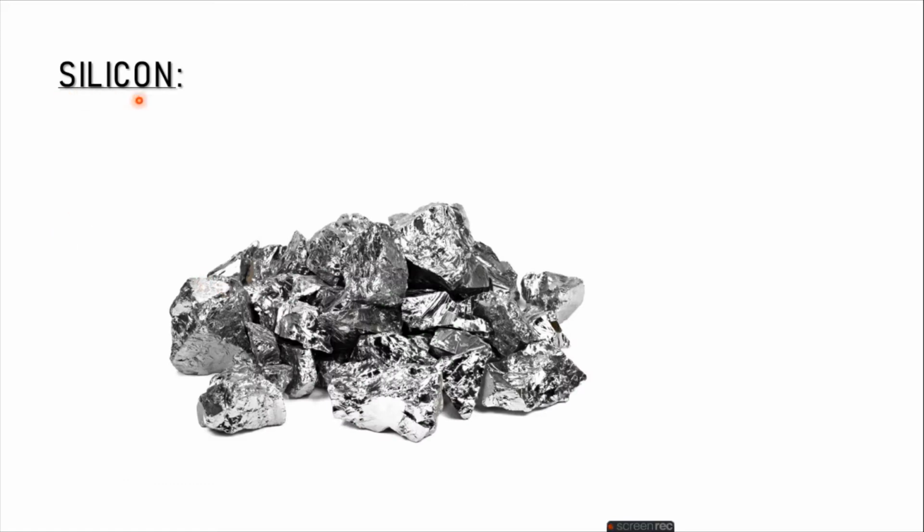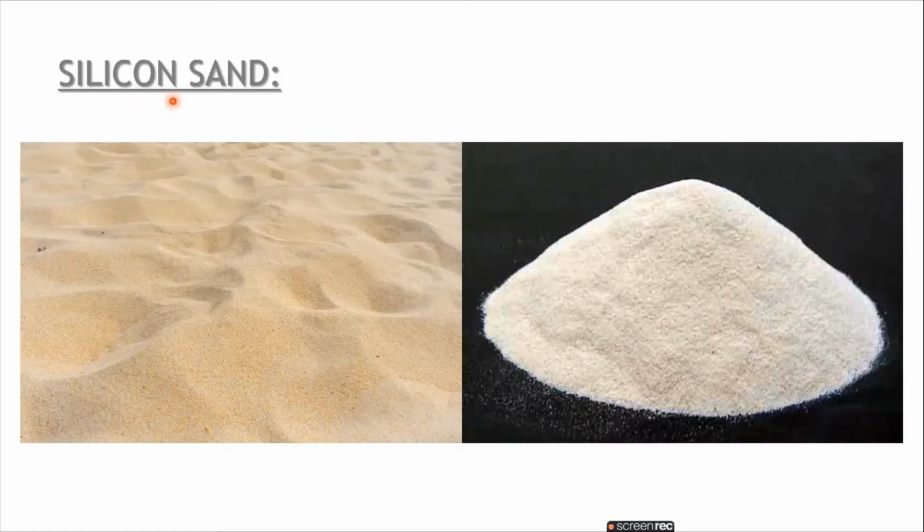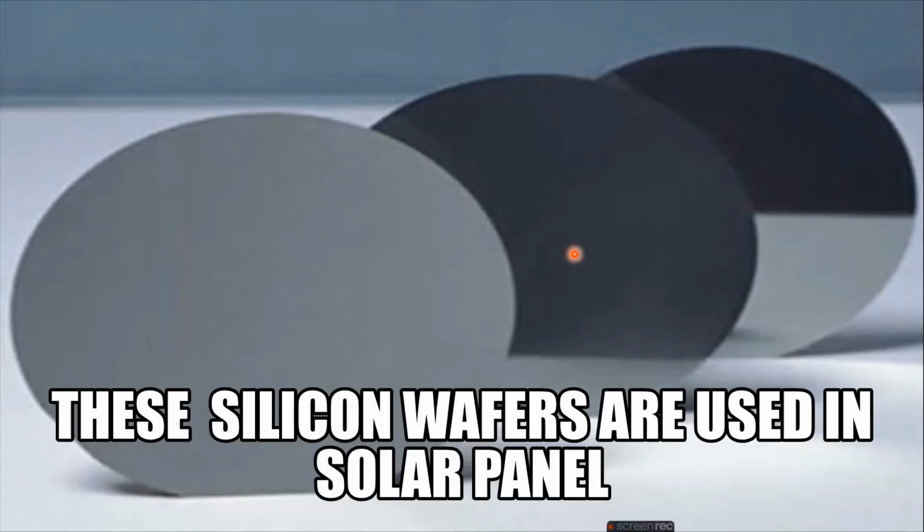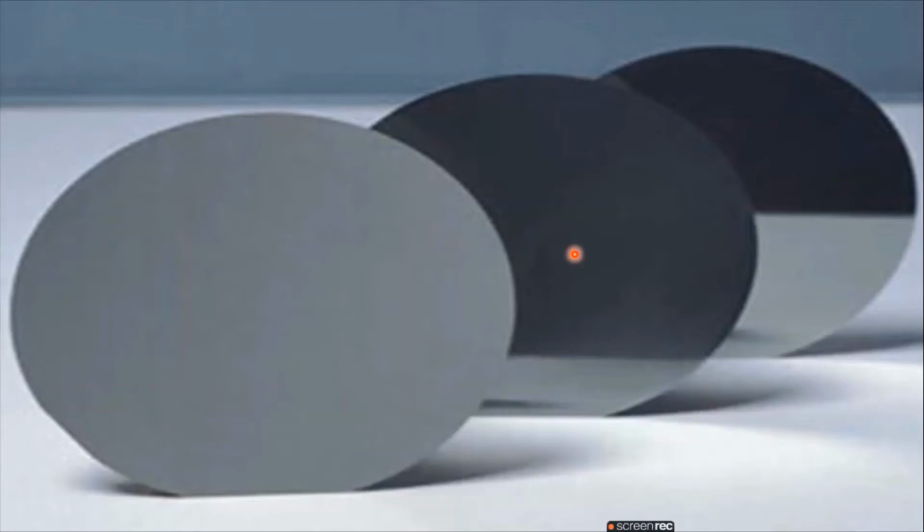The solar panels are made of silicon. The silicon is obtained from sand, which is purified and made into silicon sand. The silicon sand is further purified and made into silicon. The silicon is then melted and cut into thin slices called wafers. They'll be as thin as a paper.